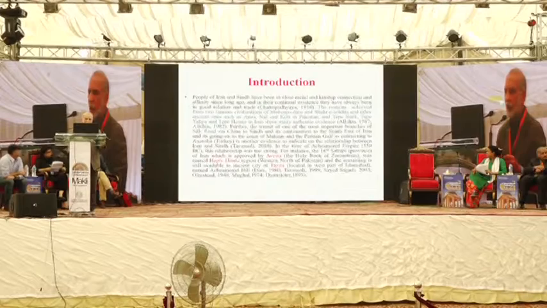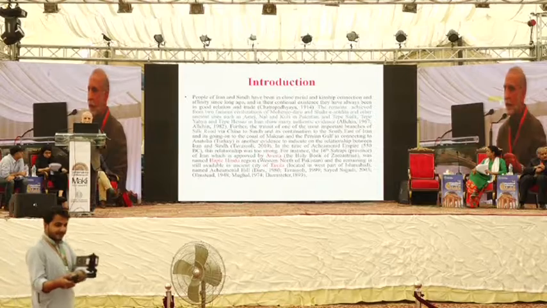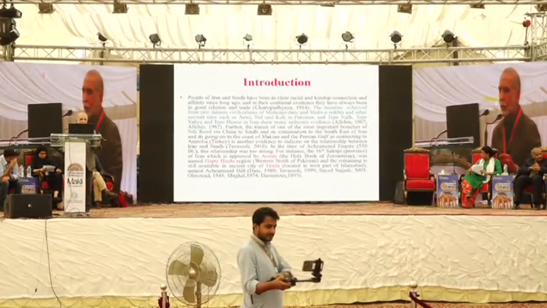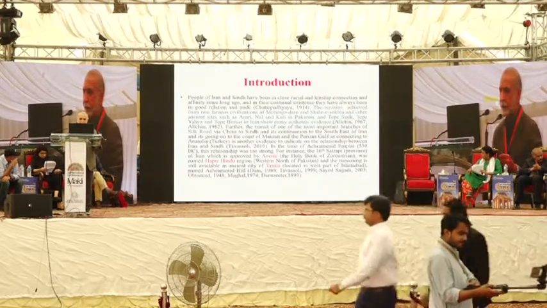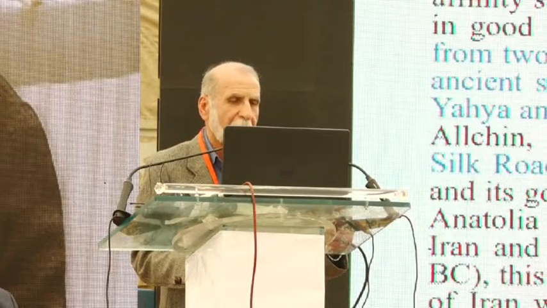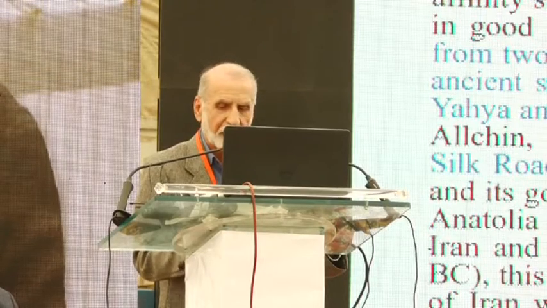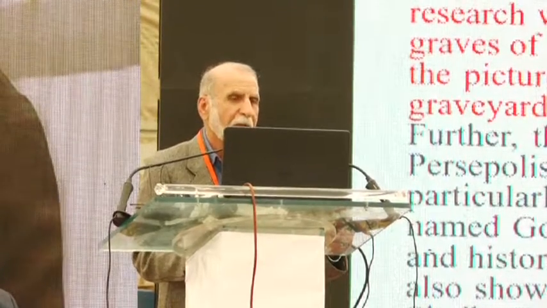In the time of the Achaemenid Empire, 550 BC, this relationship was very strong. For instance, the 16th satrapy or province of Iran, which is approved by the Avesta, the holy book of Zoroastrians, was named Hepta Hindu region, and the remnant is still available in the ancient city of Taxila. The findings of the excavation of this hill are kept in Taxila Museum, and all such evidence are remnants of the long relationship and friendship between the land of Persia and ancient Sindh.